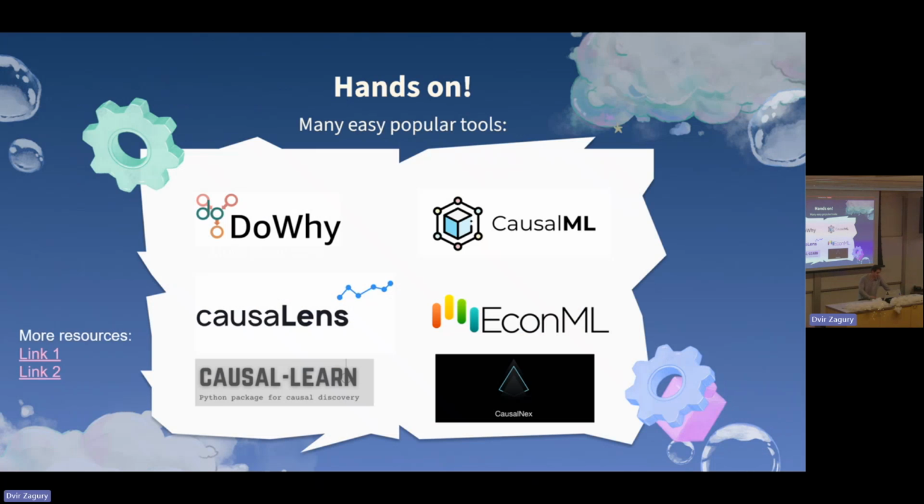And so we're going to do some hands-on. We're going to use some popular tools in causal inference. DoWhy and EconML are both by Microsoft. CausalML, CausalNex, and CausalLearn are also great. And there are a lot more resources and links I have here, which I should find a way to give to you guys. But yeah, Causal Lens is a startup, and they also do some interesting stuff for hands-on, but I don't know if we can get access to that right now. So we're going to do DoWhy and some others.